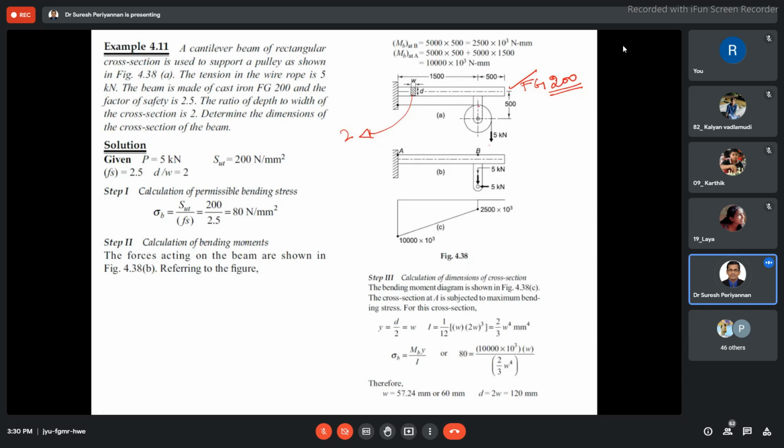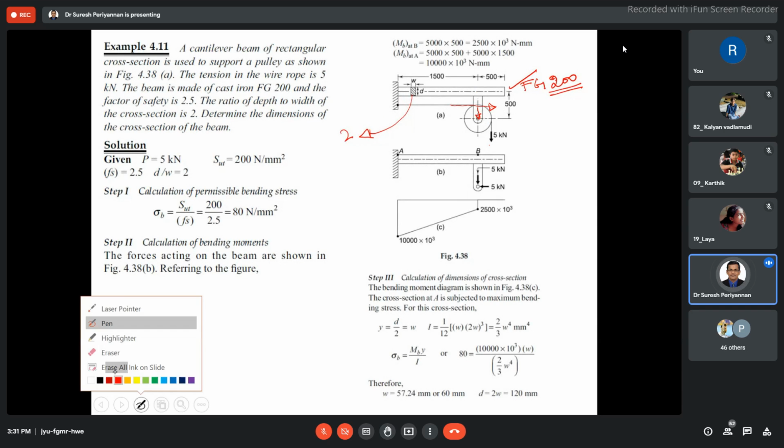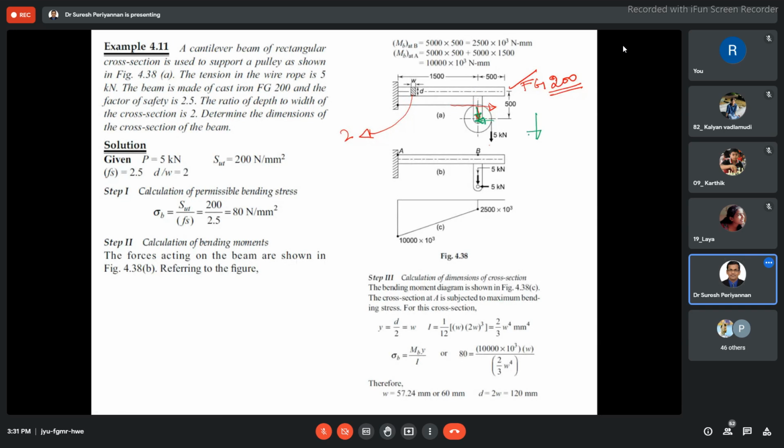See here, I will show you. This is the load acting here. When the wire tension is acting like this, for maintaining the equilibrium condition another force is going to be acting like this, in the inner direction. Now you might have got it. This is the vertical direction load and this is the horizontal direction load. These are the two load components at the point on the beam.